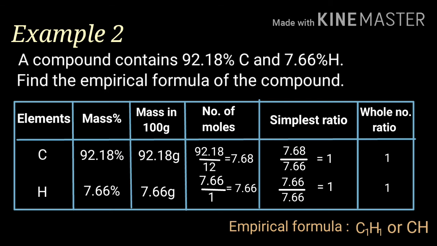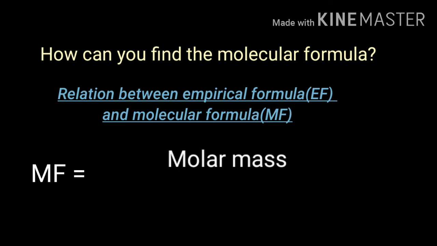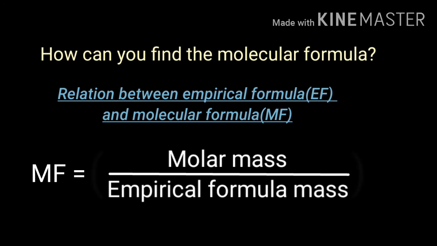C1H1 or CH. How can you find the molecular formula of the compound from the empirical formula? For that, molar mass of the compound should be given. There is a relation between empirical formula and molecular formula. That is, molecular formula is equal to molar mass divided by empirical formula mass into empirical formula.